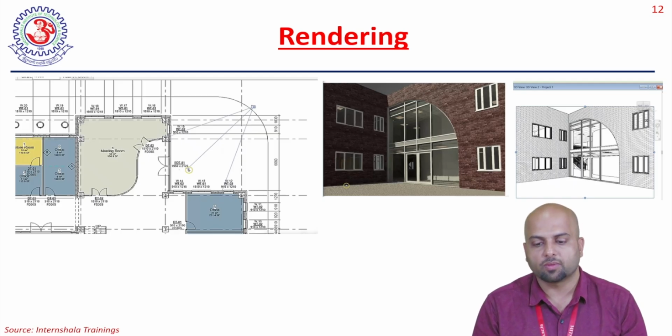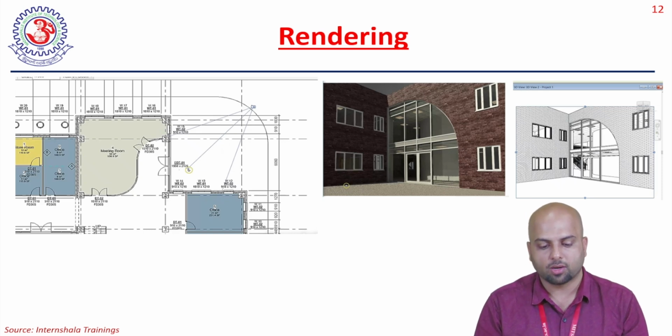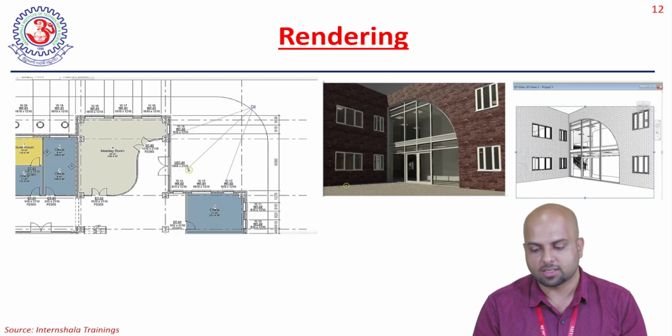We can render with realistic views. We can even adjust the lighting. You can observe the background of this rendered image. We can adjust the natural lighting, everything, and interior also. We can see there are panel lights available in the interior. If you select the timing of this rendered image, you can even see the interior lighting.